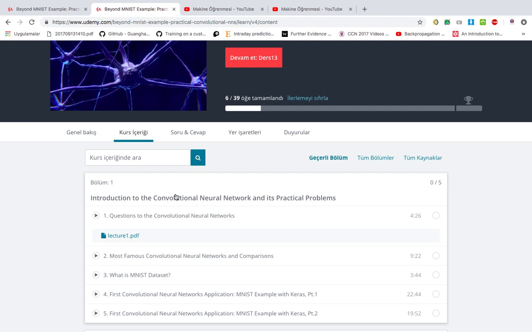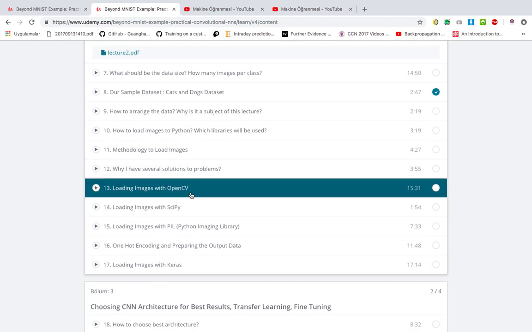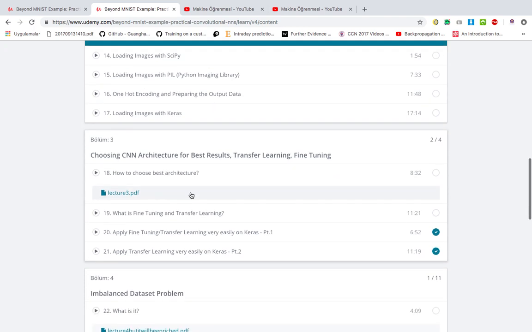you use the MNIST dataset, and it's already loaded with Keras or TensorFlow libraries, and you do not deal with loading the dataset into this Python system, and you do not even see the problems of the imbalanced dataset problem or efficient solutions like transfer learning and fine tuning.